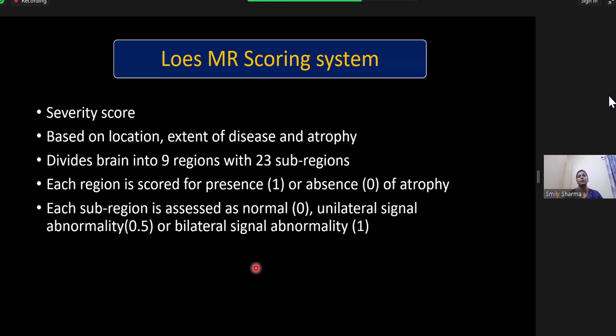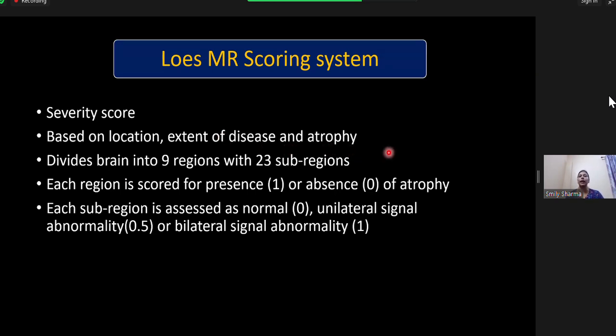So we may be asked, what is the Loes MR scoring system? It is basically a severity score. It is a 34-point score and it is used to guide whether stem cell therapy can be useful for patients with adrenoleukodystrophy or not. It is based on the location, extent of the disease and atrophy.